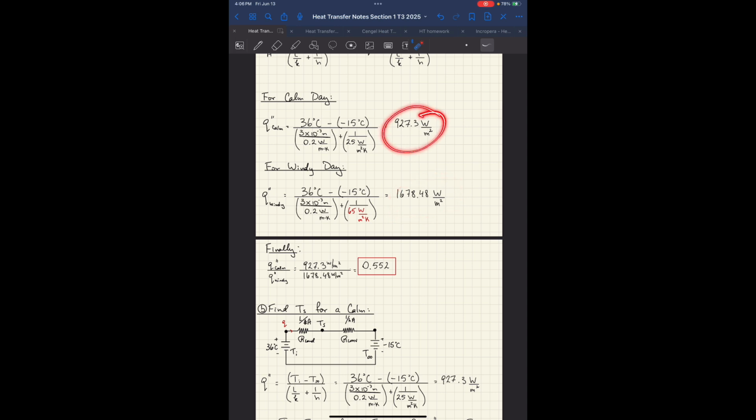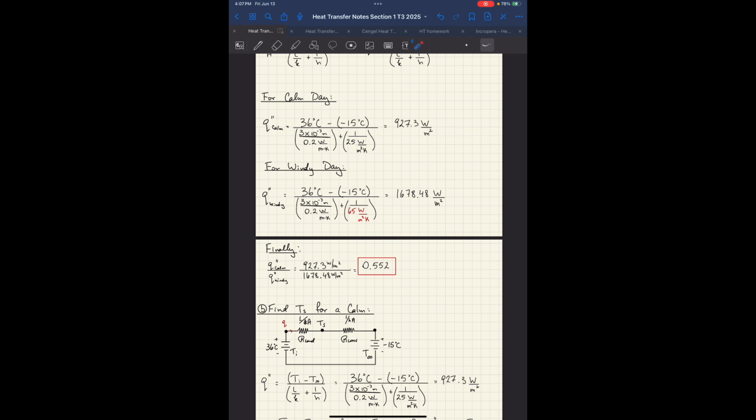Much more than this. So basically the question is, what does the temperature have to be outside such that on a calm day I lose this amount of heat? So clearly outside has to be colder. All right? It would have to be colder, right?